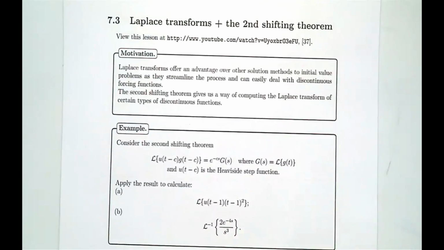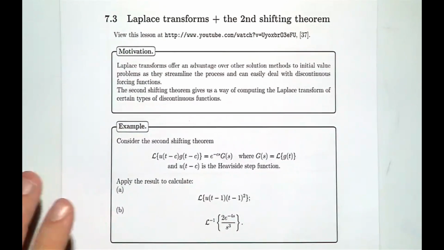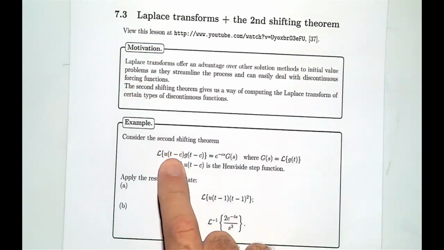Aha, the second shifting theorem. As if one shifting theorem wasn't enough, we need more. The second shifting theorem. Okay, so let's have a look at it. The second shifting theorem involves the product of some shifted function and some step function. Okay, so this u function is a special function called the Heaviside step function.